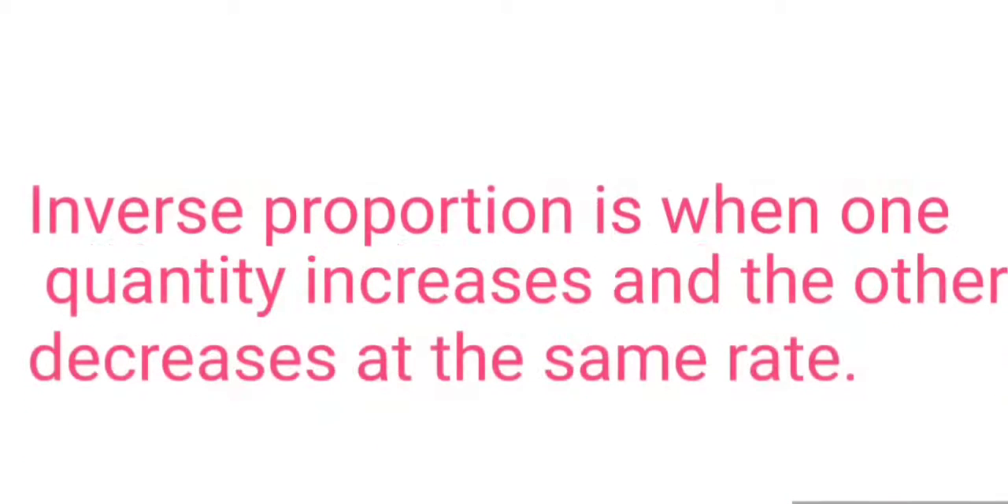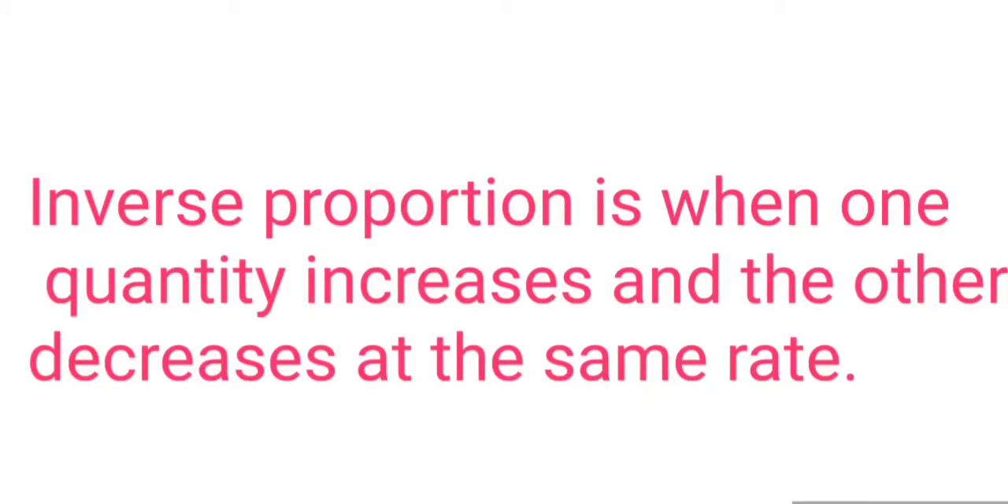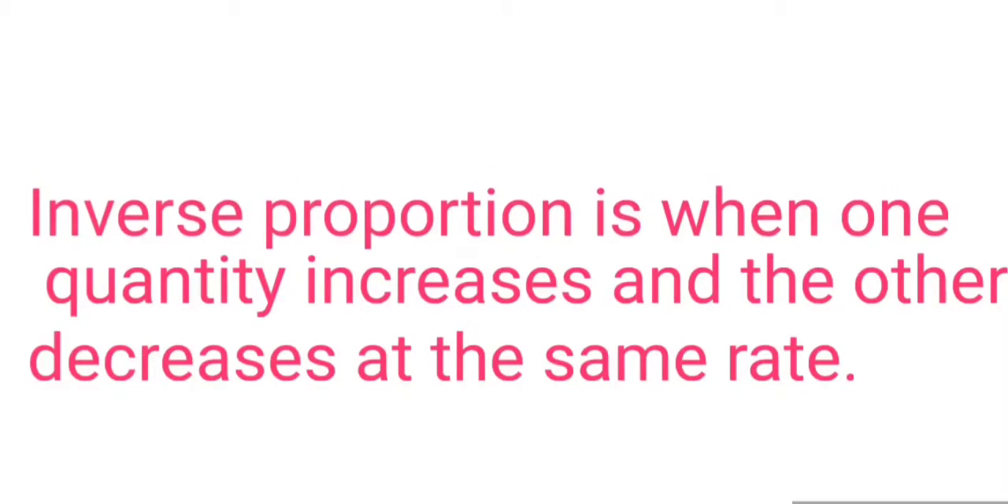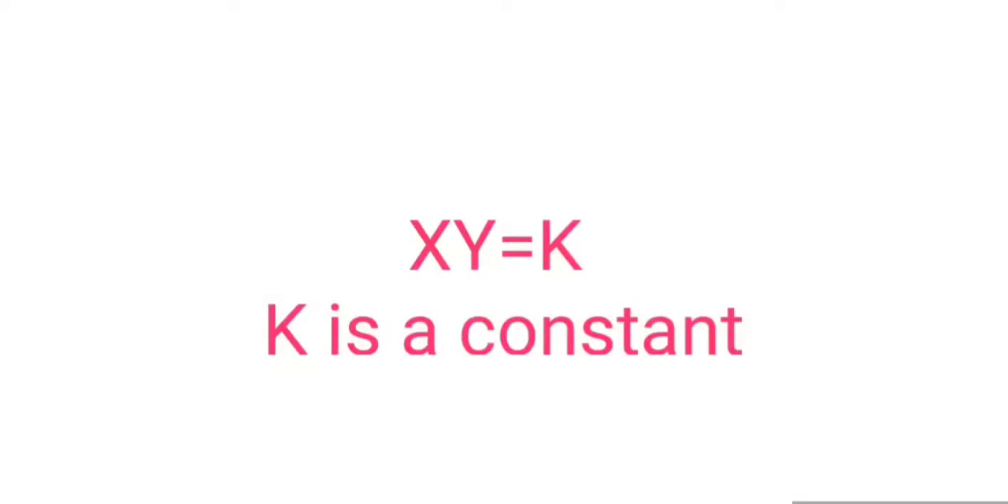Now inverse proportion. Inverse proportion is when one quantity increases and the other decreases at the same rate. So let x and y be two quantities such that x into y is equal to k. So here k is a constant.